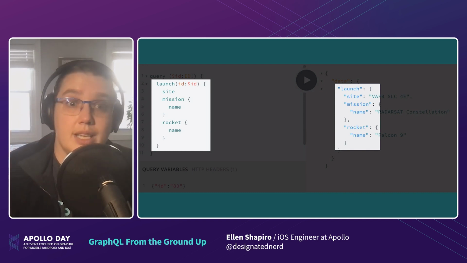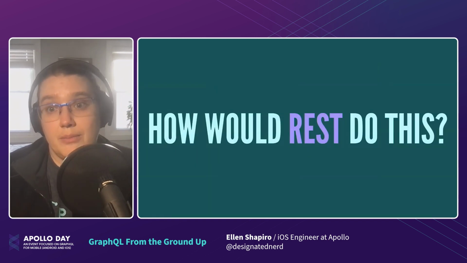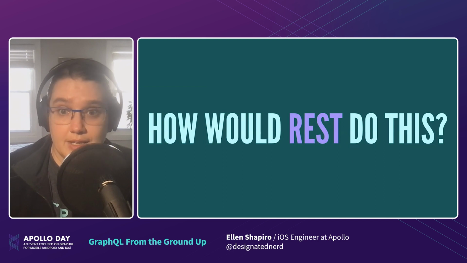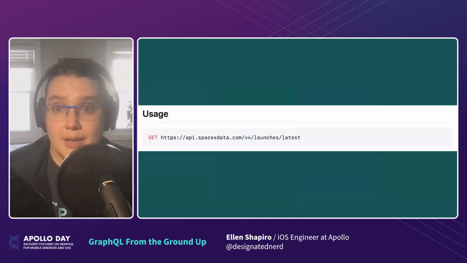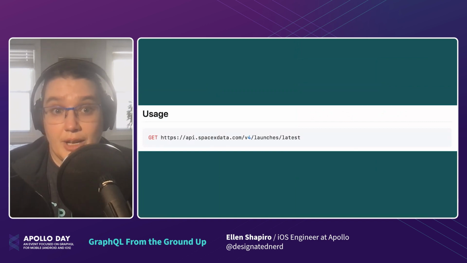Now, I want to take a brief detour here to ask, how would a REST endpoint do this? Because this is one of the major things that drew me to GraphQL in the first place. And I want to compare the way you can do this with GraphQL to this REST endpoint from the open source RSpaceX API that allows you to get data about a specific launch.